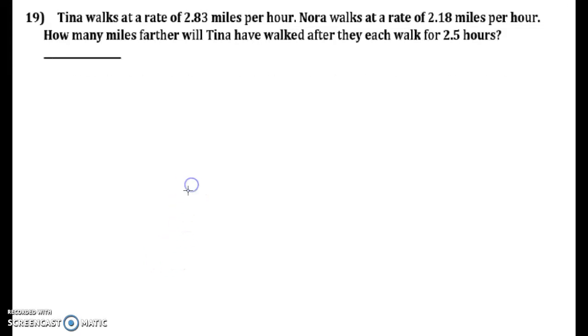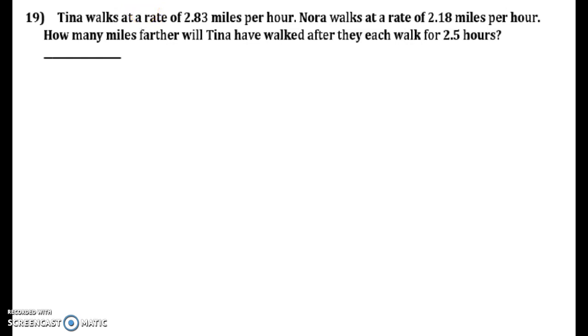All right, continuing our winter practice. This is number 19. Tina walks at a rate of 2.83 miles per hour. Nora walks at a rate of 2.18 miles per hour. How many miles farther will Tina have walked after they each walk for 2.5 hours?